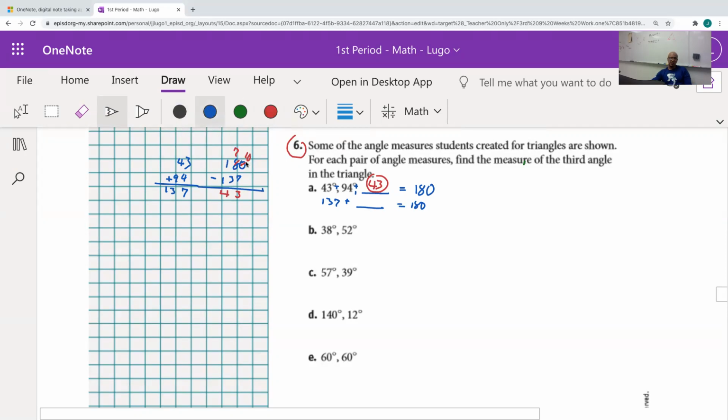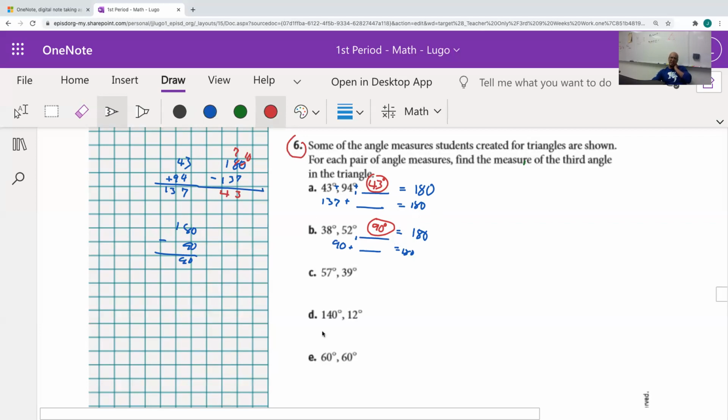All right, let's try the next one. So again, we have 38 and 52, and we're adding an additional angle. That should give me 180. Well, 38 plus 52, I know that is 90. So 90 plus something is going to give me 180. So let me subtract them. 180 minus 90 again gives me 90. That means that my missing angle here is 90 degrees. So 38, 52, 90, those are the angle measurements for this triangle. Now, so that's number 6.